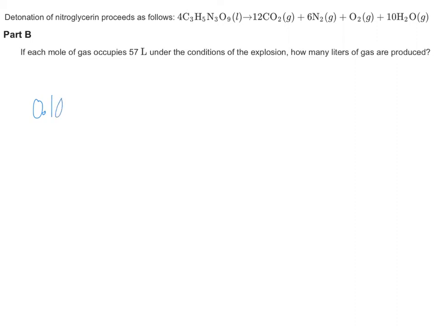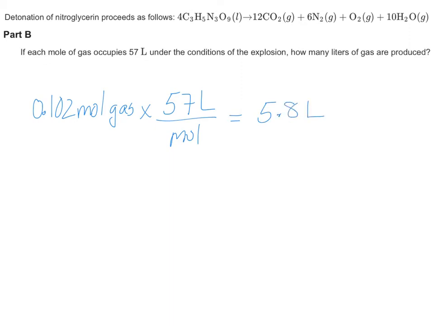From the previous problem, we know that 0.102 moles of gas are produced. And then in this problem, we're told that each mole occupies 57 liters. So using that as the conversion factor, we can calculate that 5.8 liters is the volume that that gas occupies.